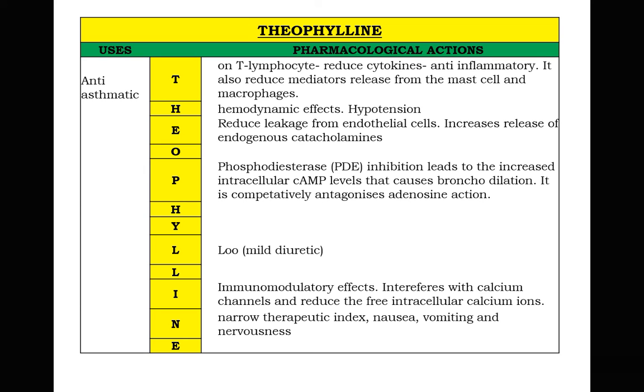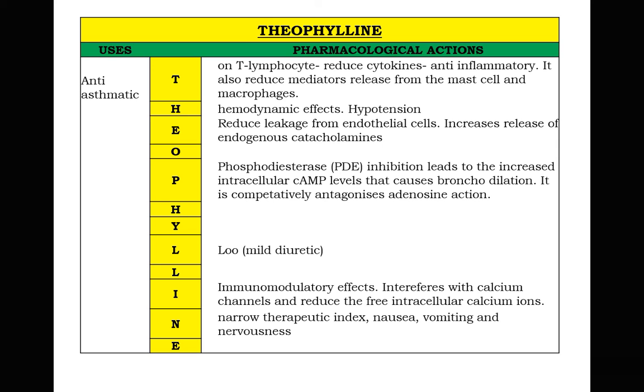H, hemodynamic effects are produced, and further it may cause hypotension. E, it reduces leakage from endothelial cells and increases the release of endogenous catecholamines. Then P, phosphodiesterase inhibition that leads to increased intracellular cAMP levels, which causes bronchodilation, and it competitively antagonizes adenosine action.